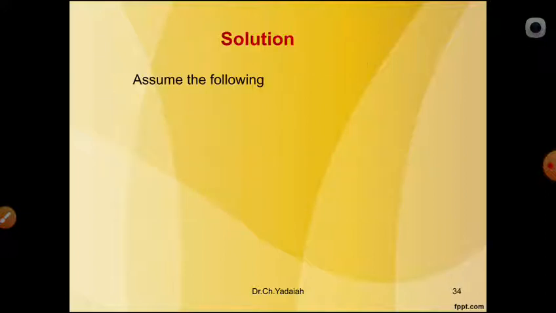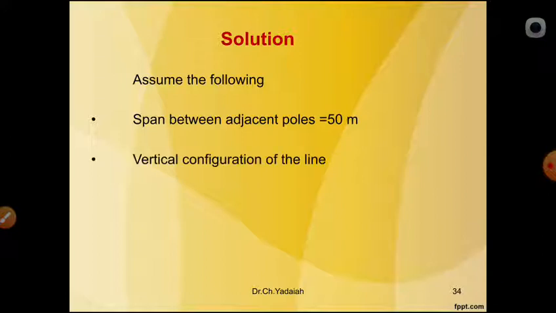Now let us do the solution. What are the assumptions? He asked to assume the missed data. Then the assumption is that the span between two adjacent poles is 50 meters. If it is given, okay. Otherwise, we are going to assume 50 meters pole to pole distance. Now here the vertical configuration of the line is given. Previously we have seen the horizontal configuration, R, Y, B and neutral, with a horizontal cross arm. Now he is asking for the vertical configuration, where the lines are provided parallel to the pole axis. No problem, we can do that.